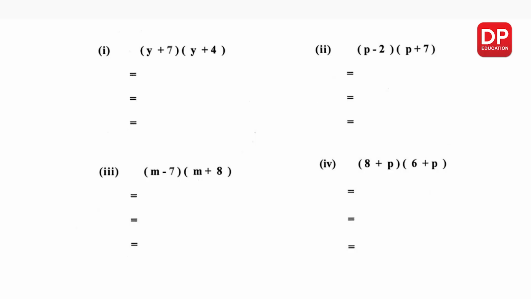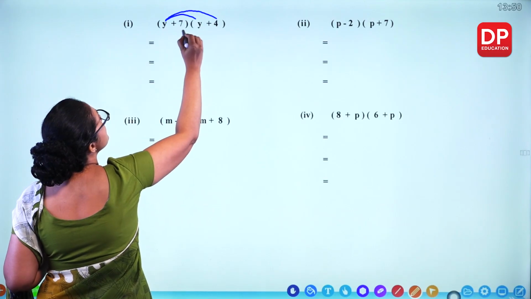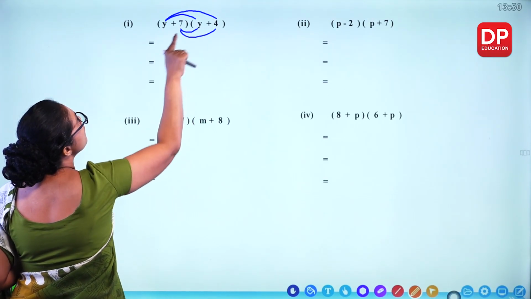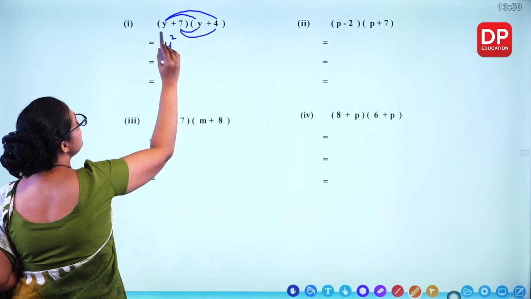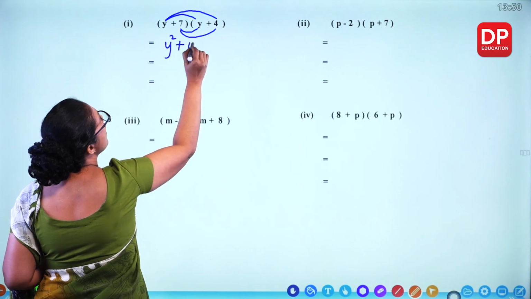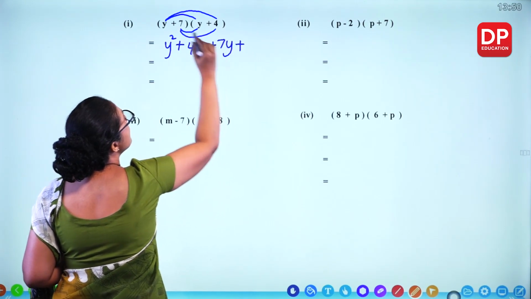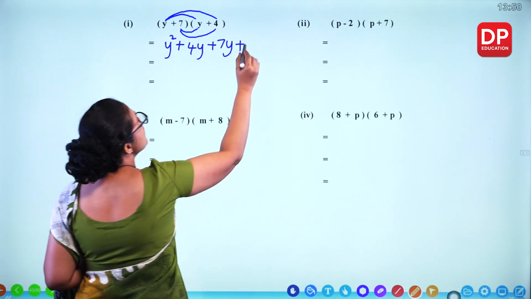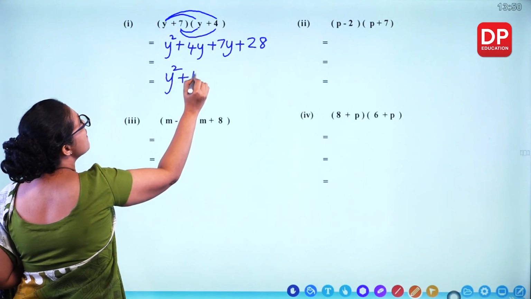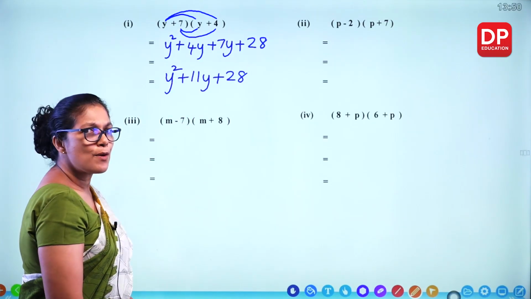Now we'll practice rainbow method or FOIL method. You put the arrows first. First with first, y squared. Then O, outside numbers, 4y. Then inside 7y. And L, last values 28. Y squared plus 11y plus 28. Now do the same thing.